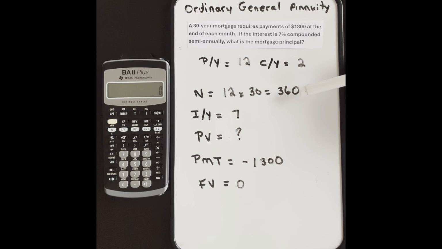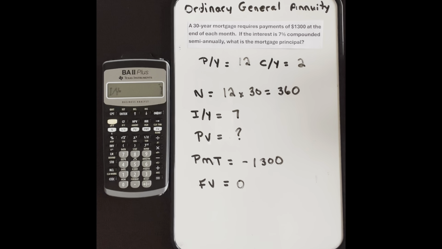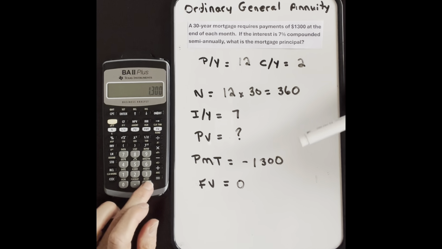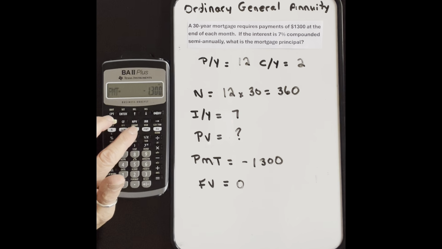And now we enter all of these values. So we put the number 360 and then N. I/Y is 7, so 7 I/Y. We don't know PV, that's what we're going to find, so we'll come back to that. Payment is negative 1,300. It's negative because you're making that payment, it's coming out of your pocket, so that's our payment. Because we've already cleared everything, future value is going to be 0, we don't need to enter anything. And now we want to calculate present value, so compute present value.